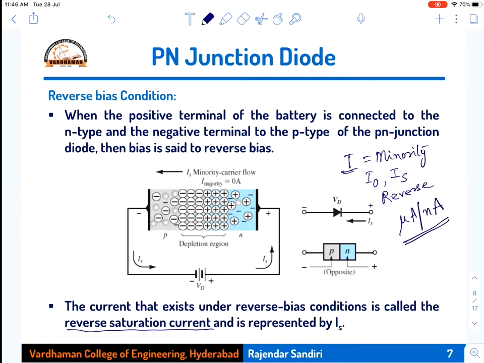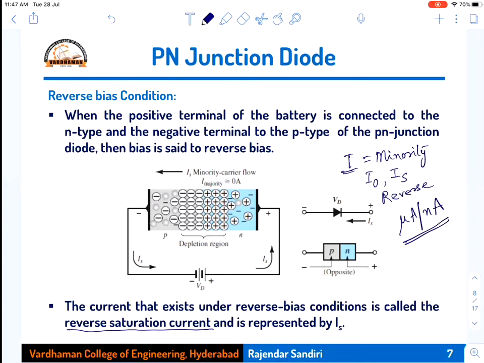With this behavior of reverse biased and forward biased conditions, in forward bias the diode acts like an on switch where current will be flowing. In reverse bias, the diode acts like an off switch where current is almost zero. So that is the application derived from the operations of forward bias and reverse bias. Forward bias acts like an on switch. Reverse bias acts like an off switch.